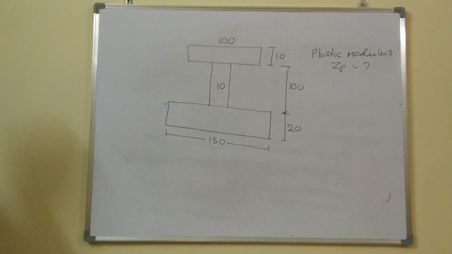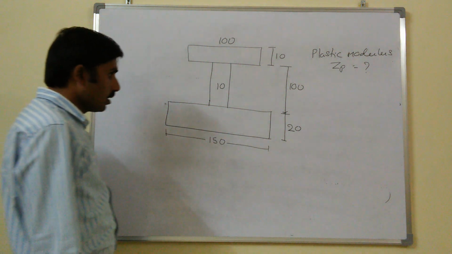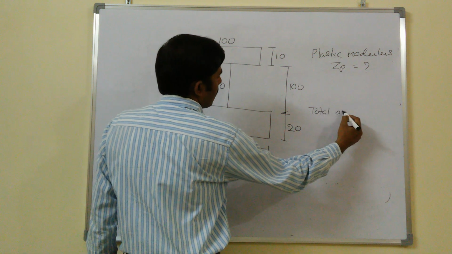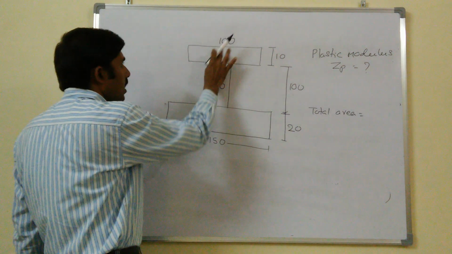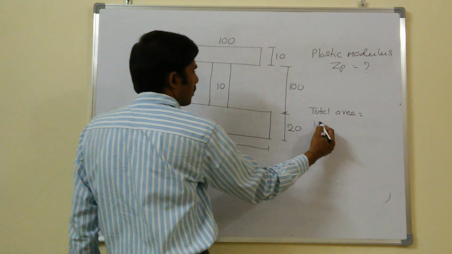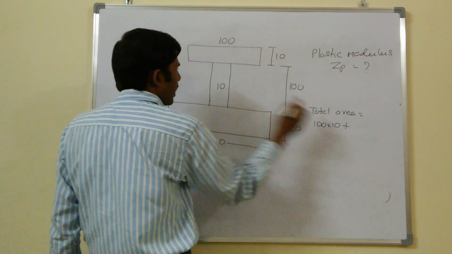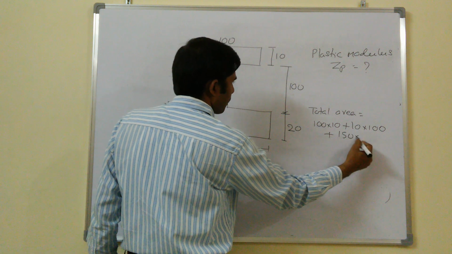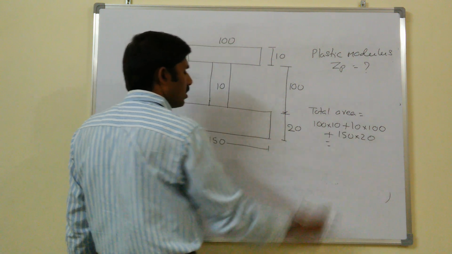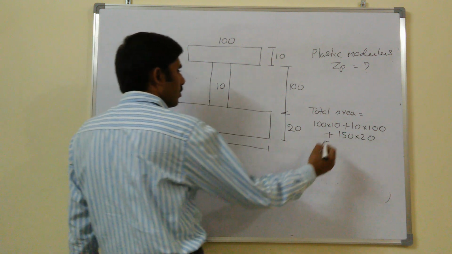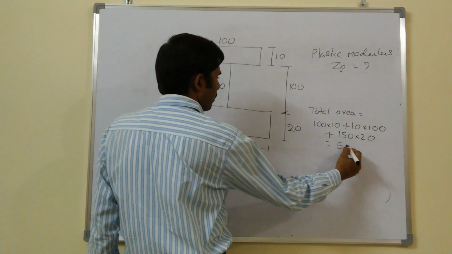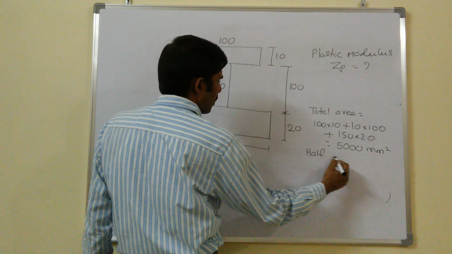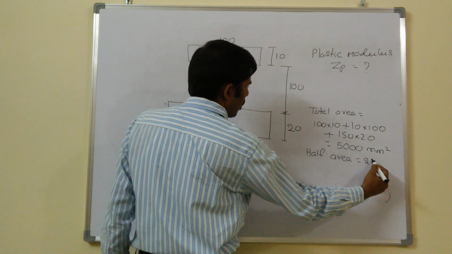First step, we need to find the equal area axis. So for that we first find the total area. Total area equals 100 into 10, plus this is also 10 into 100, plus this is 150 into 20. Total area is 1000 plus 1000 plus 3000, total 5000 mm square. What is the half area? 5000 by 2, that is 2500.